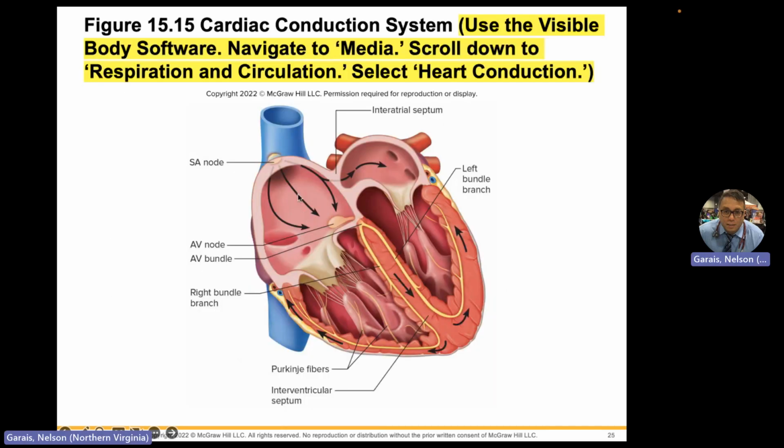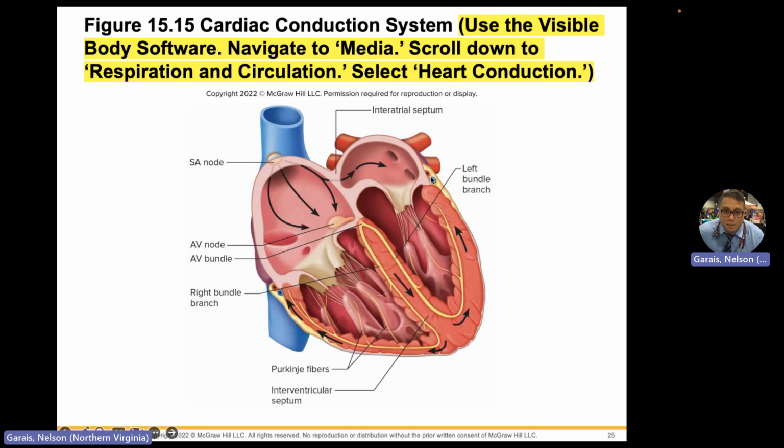The conduction system of your heart. Know this diagram. Know that your pacemaker is your SA node. The brakes are your AV node. Bundle of His, also known as your AV bundle. Left and right bundle branches, and then ending out in your Purkinje fibers.